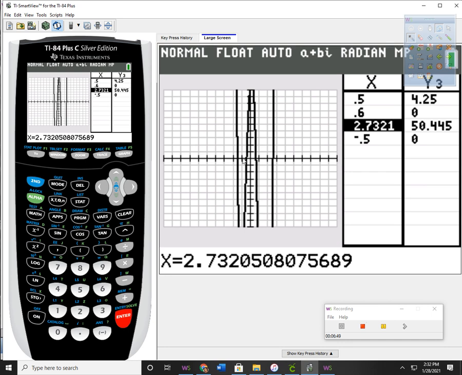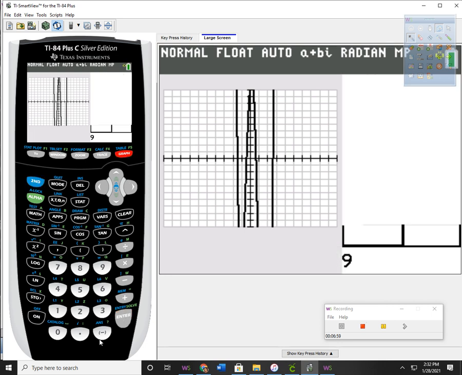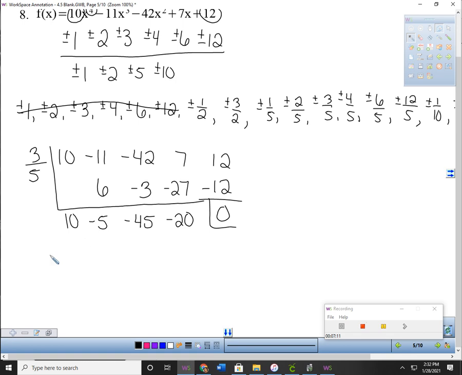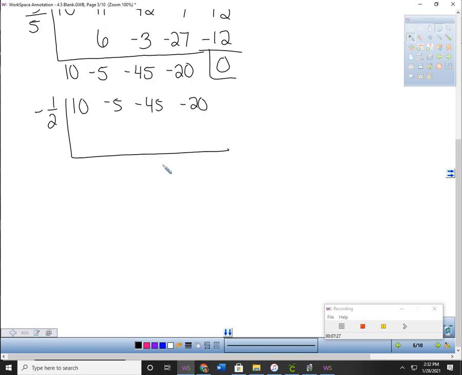So to me, this looks like it's crossing at about negative 1/2 right here. So I'm going to plug in negative 1/2 in my table to see if that's correct. When I plug in negative 1/2, I get 0. So I know that I can divide by negative 1/2. I'm just going to take what I had left over from going through the division once and drop that down, and I'm going to go through the whole process again.